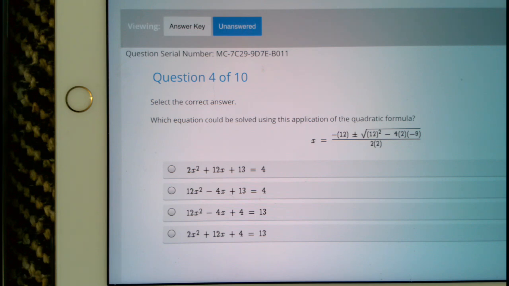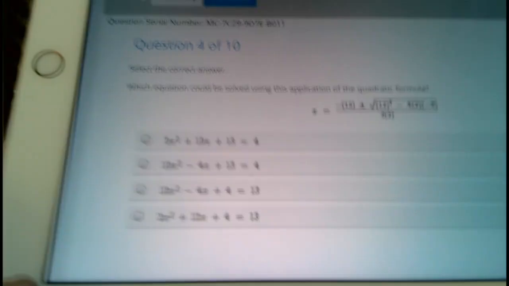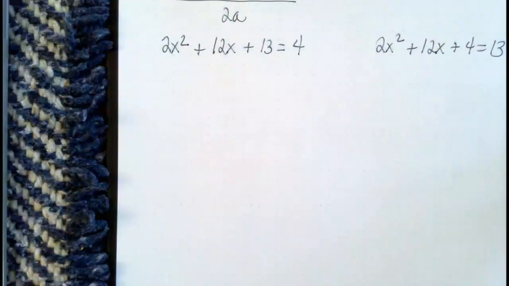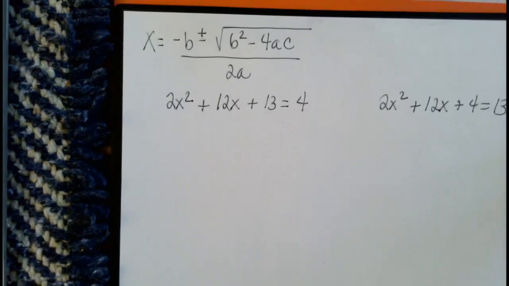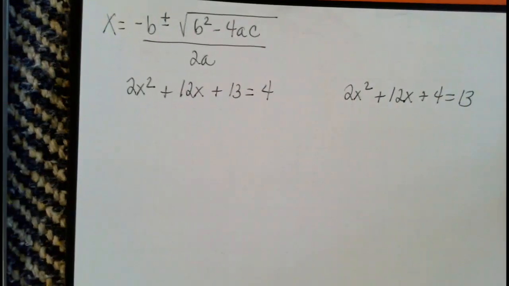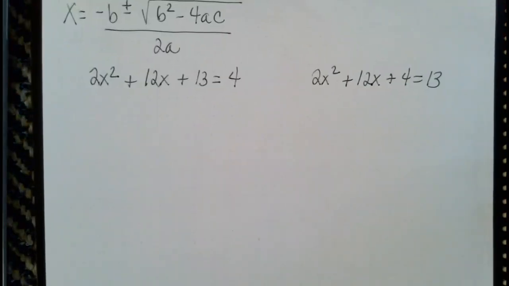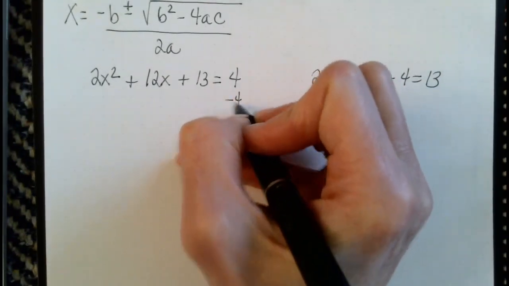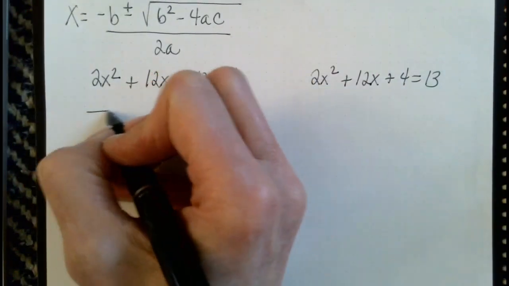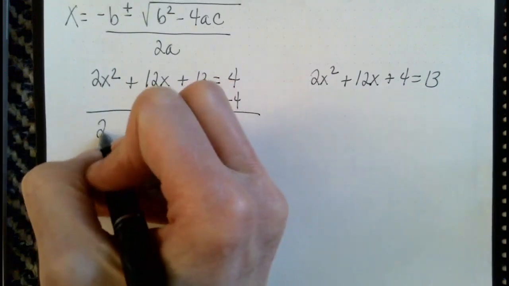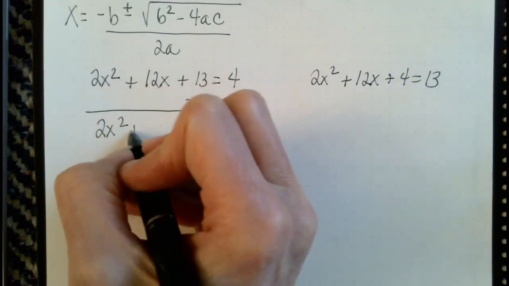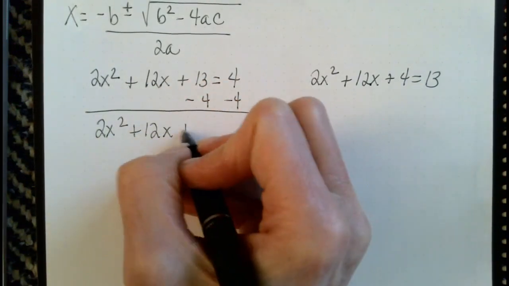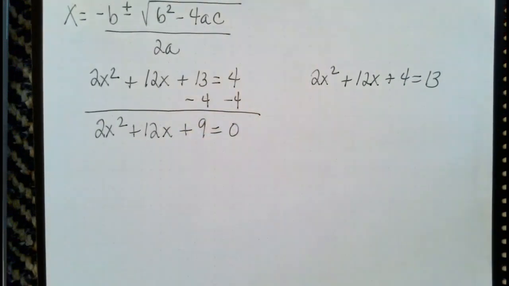Now we need to identify which one is c. So I took the first answer and the last answer. I have the quadratic formula written down for us. But what we're going to have to do is subtract 4 from both sides, and we get 2x squared plus 12x plus 9 equals 0.